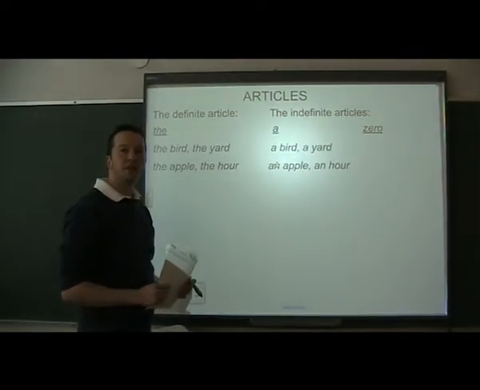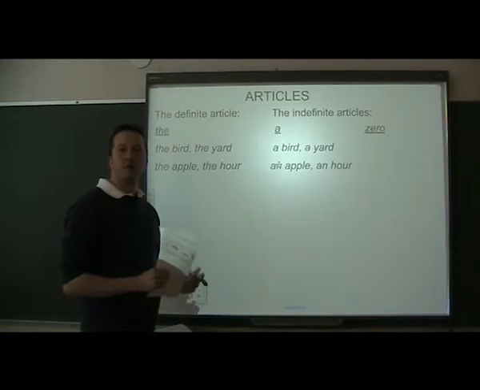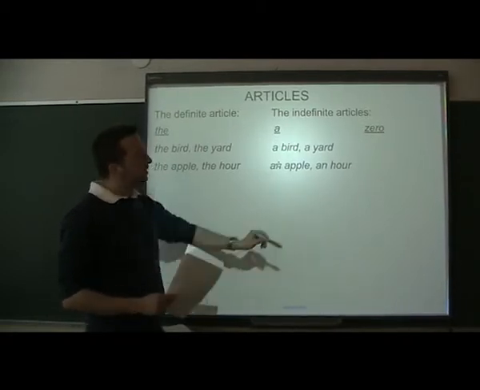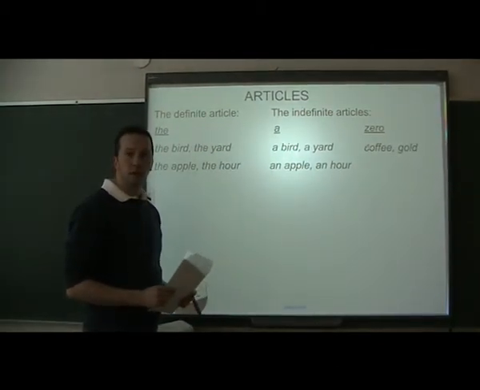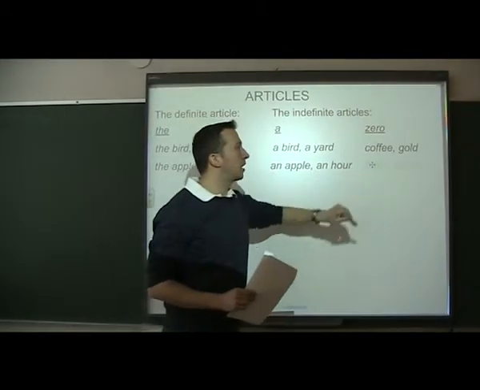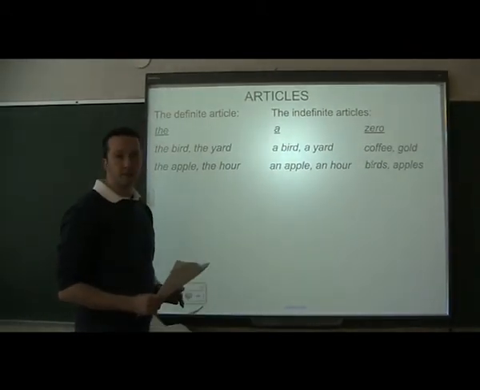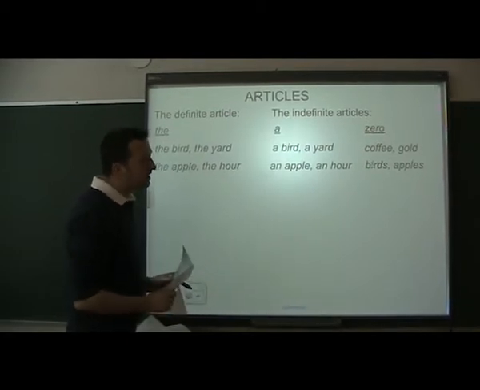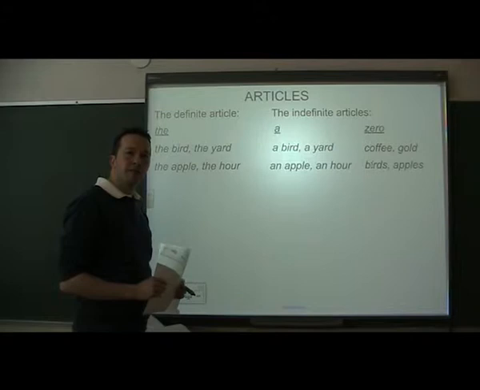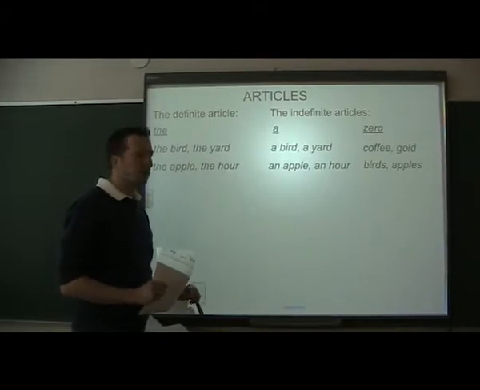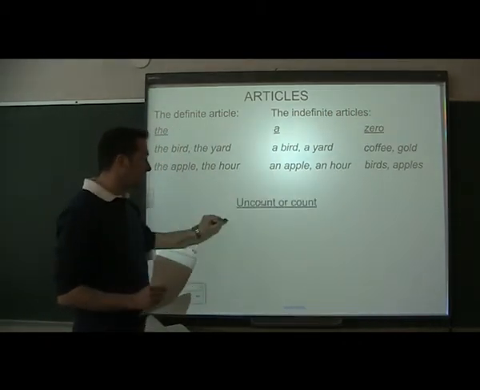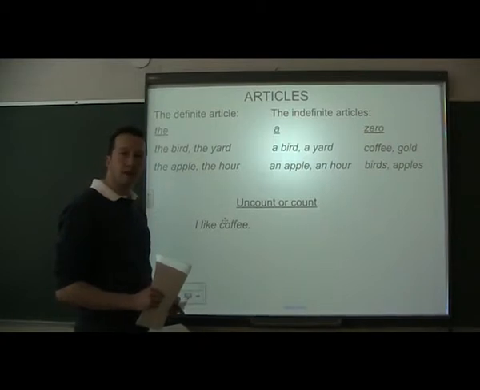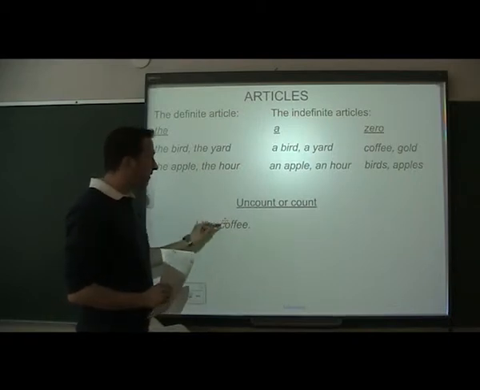Zero article is used with uncountable nouns, mass nouns, nouns that cannot be counted, such as coffee, gold, and also with plural countable nouns, birds, apples. In fact, some words may be both countable and uncountable, as coffee, for example. In a sentence, I like coffee, we treat this word as uncount. It refers to the substance.